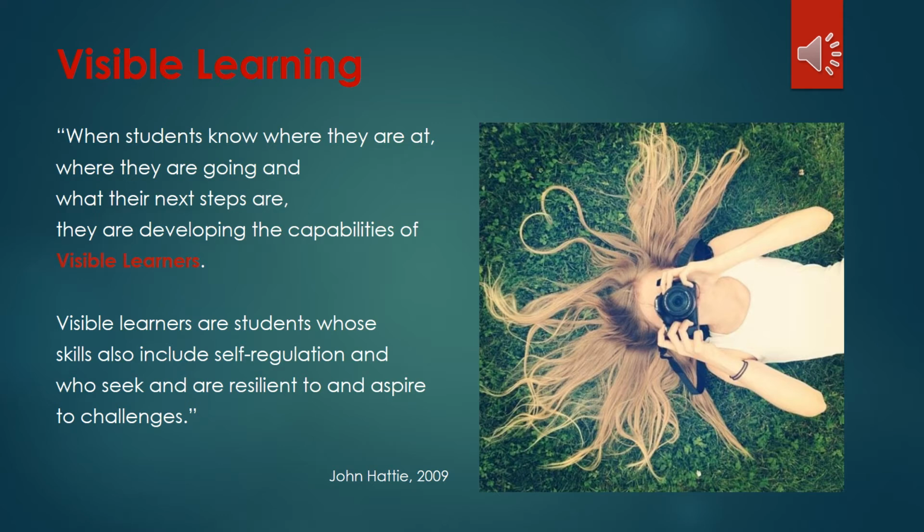And he says like this: when students know where they are at, where they are going, and what their next steps are, they are developing the capabilities of visible learners. And visible learners are students whose skills also include self-regulation and who seek, are resilient to, and aspire to challenges.